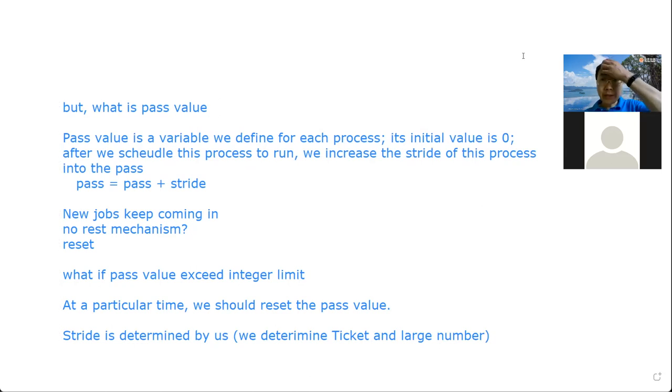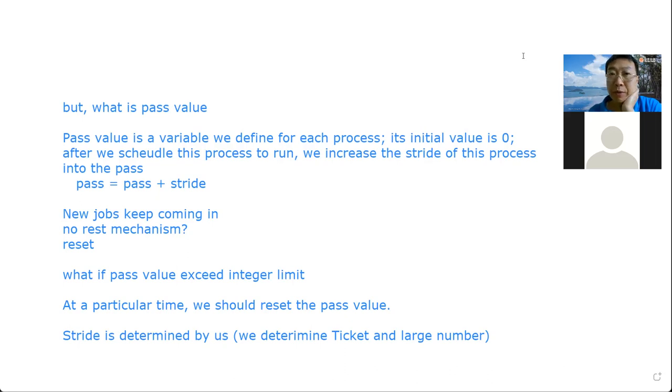If we cannot expect the running CPU time, how can we determine it? Yeah, you have to do an estimate. So the pass value is not directly determined by us. Pass value is determined by the stride. The stride is determined by the ticket number. So the question is, when will a process get a ticket? When we create a process, we should assign a ticket to this process.